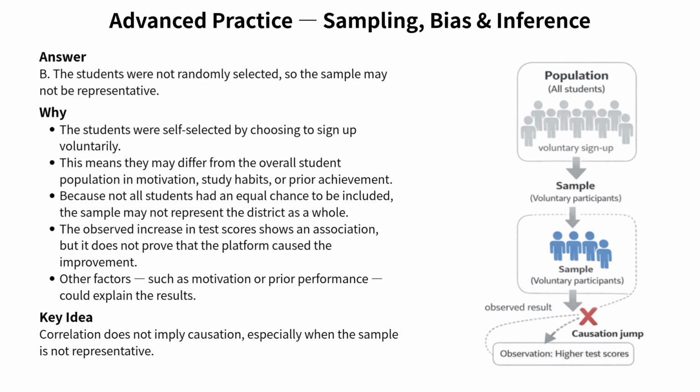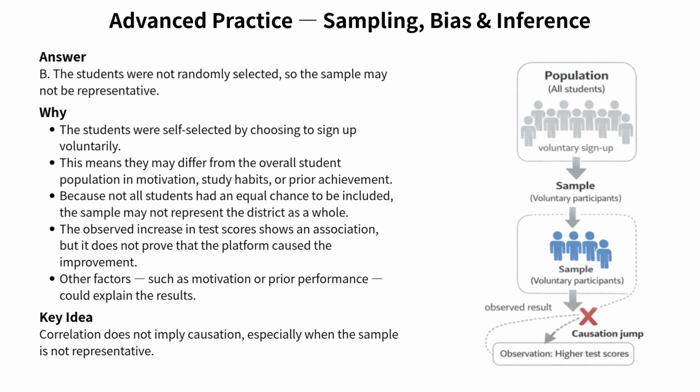Notice the label, voluntary sign up. The students in this study were not chosen at random. Instead, they voluntarily signed up to use the new online learning platform. This creates what we call self-selection bias. Students who choose to participate on their own may be more motivated, more engaged, or already performing at a higher level than the average student.